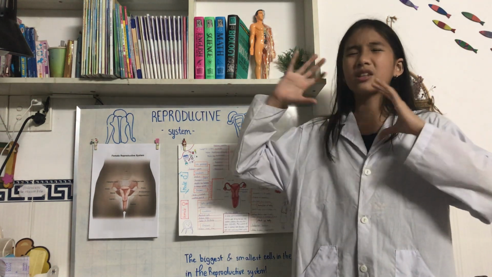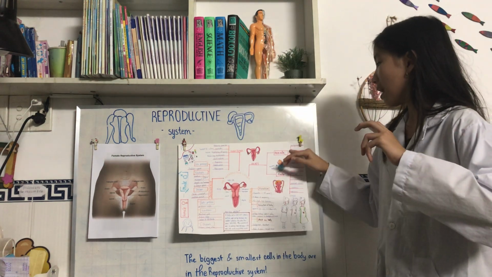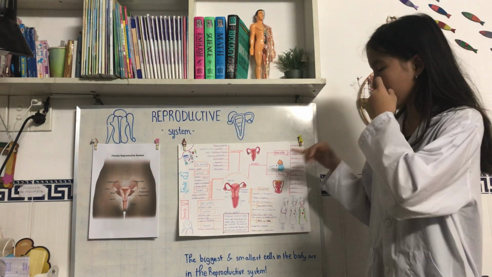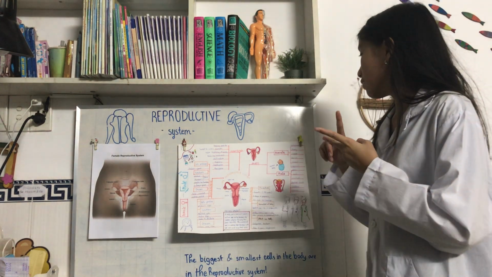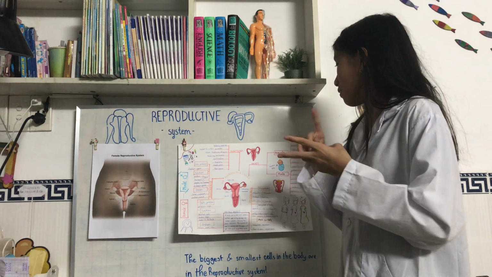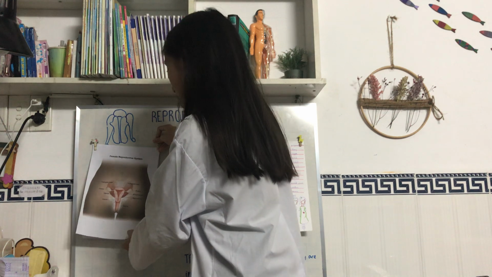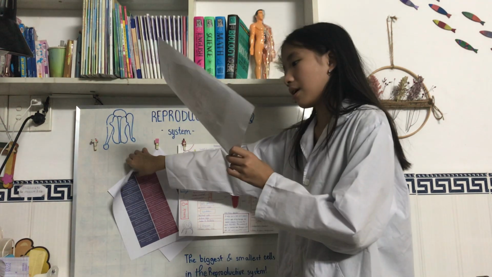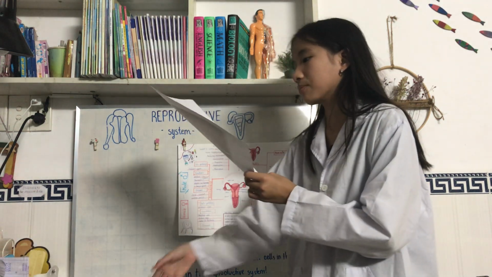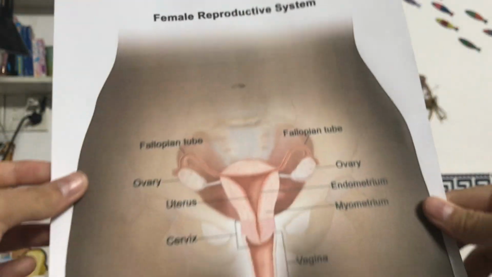There is a difference between the male and female, which I'm going to talk about later in our third part. Now, the female reproductive system consists of the fallopian tubes, the ovary, the vagina, the cervix, we also have the uterus, the endometrium and the myometrium, as well as the eggs. So here is a picture of the female reproductive system.